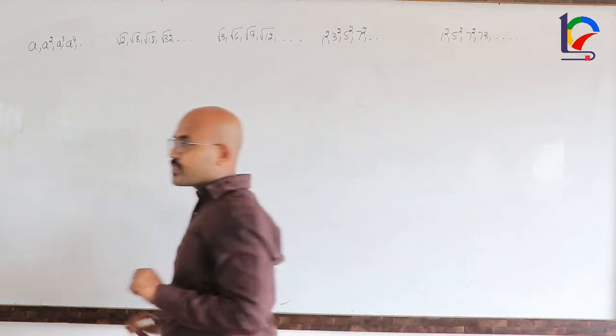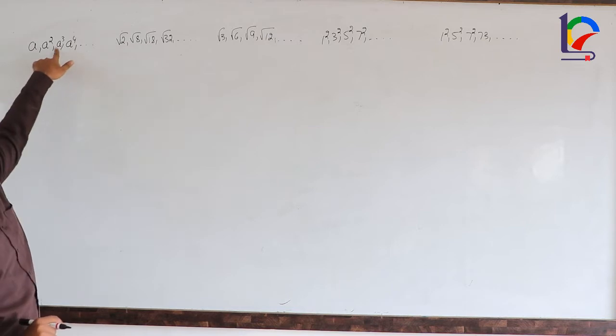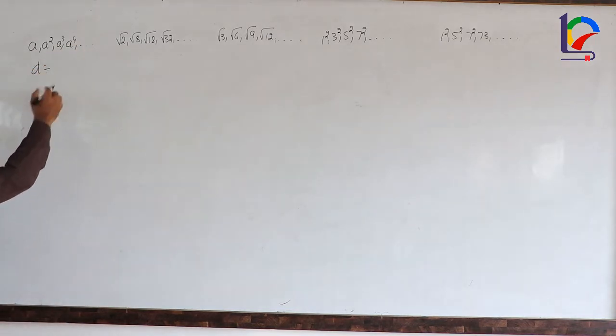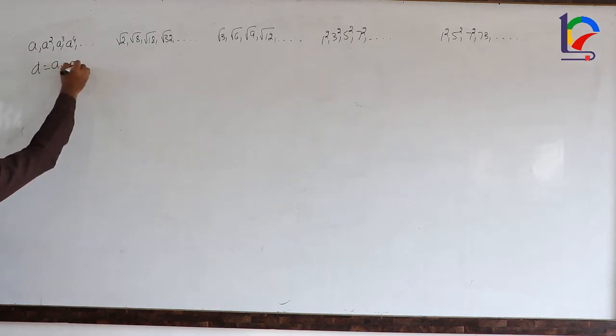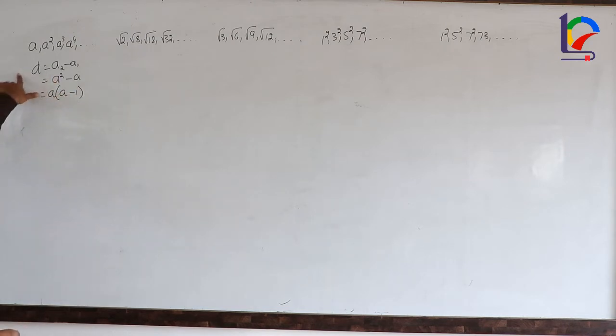So let's check. This is the given sequence. It is a, a square, a cube, a to the power of 4 and so on. So the first common difference is a2 minus a1. What is a2? a square. What is a1? a. If we take a common, it is a minus 1. We are taking a common, so we are left with a and 1.